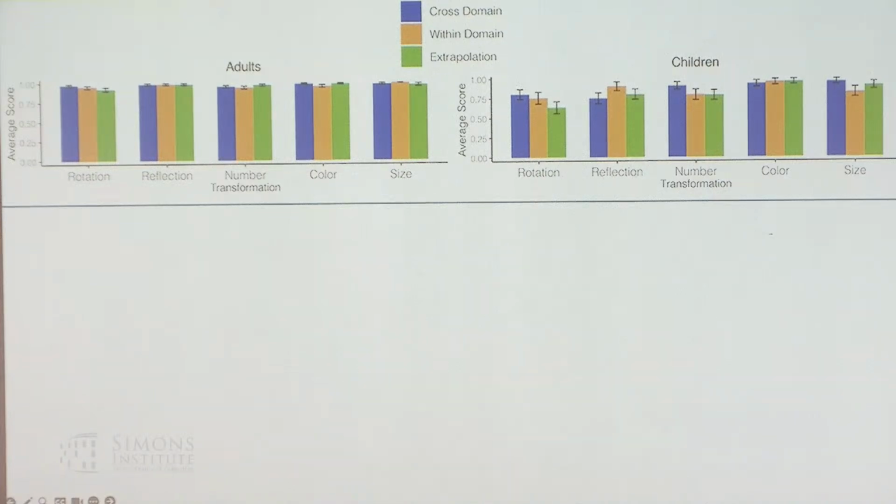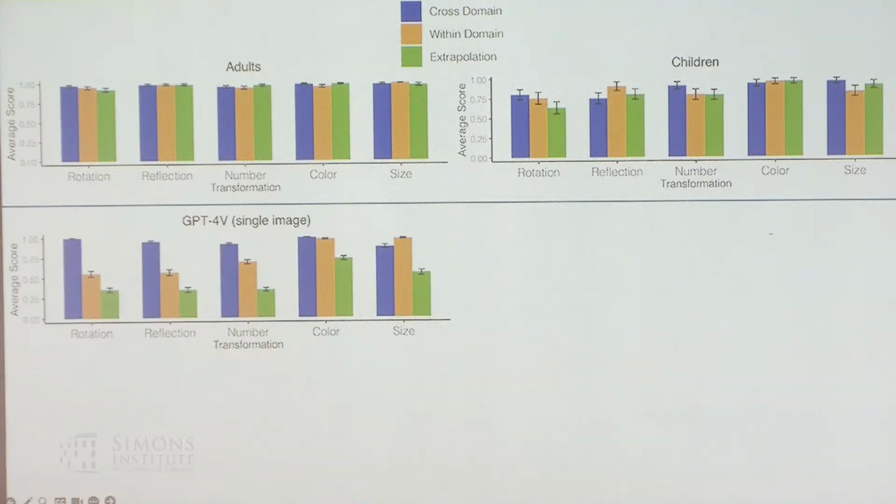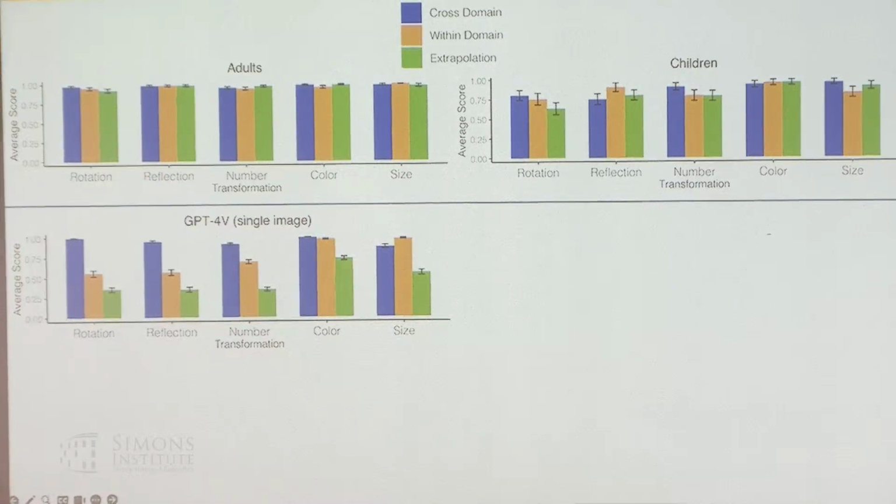Here is what GPT-4V's performance looks like if we feed everything in a single image, the query image and also the options of the new input object. What we see is a plummet in performance going from recognizing a general change to recognizing the specific change, and then going on to extrapolation. So they're not doing this thinking process faithfully like humans are.